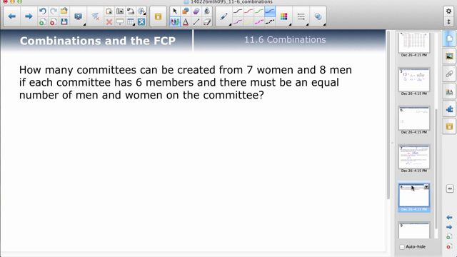Here's another, just an interesting kind of question that would be similar to what we're looking at, but it also joins in the fundamental counting principle. If you have a committee, you've got 7 women, 8 men. On the committee, you have to have 6 people, and you have to have 3 men and 3 women. So the question is how many ways you can do that. Well, there's 2 separate things that you're doing. First, you're picking the women, and then you're picking the men.